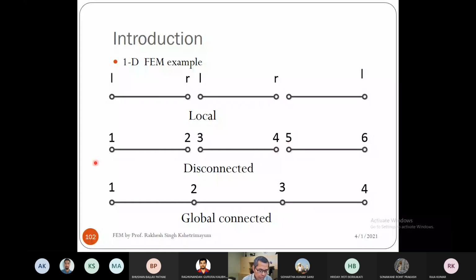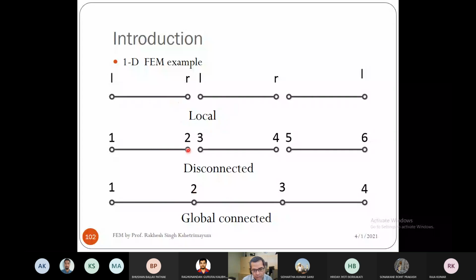Segments, and in the global one I have 1, 2, 3, 4, because these are all connected. So I want to find a relation between this local node and global node. So that's how you do it. You first find the local coefficient matrix, then you find out the global coefficient matrix.